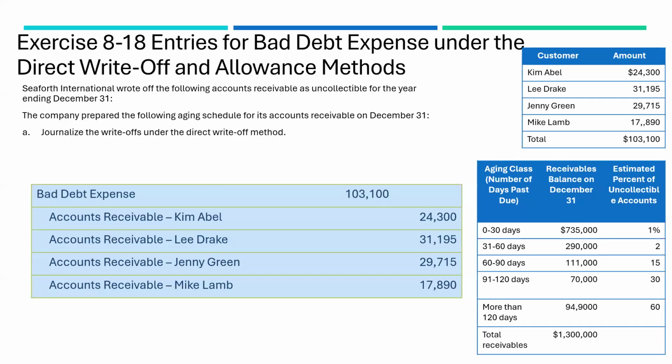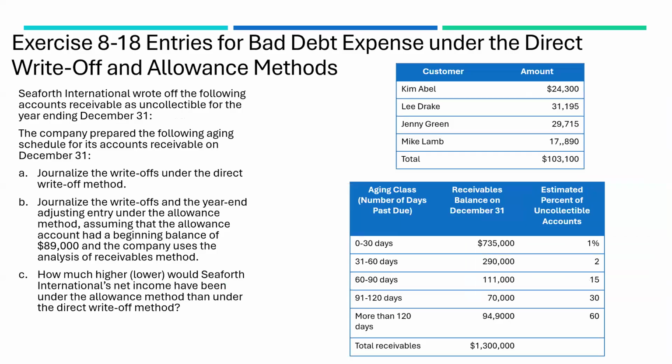And under the allowance method, right, we had our beginning accounts receivable balance. Our beginning allowance for doubtful accounts was 89,000 at the beginning of the year. And then we had 103,100. That's our debit to allowance for doubtful accounts because that was our write-off during the year.